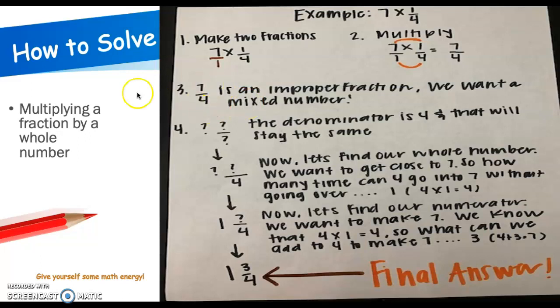And remember, an improper fraction is when you have the bigger number on top, the numerator, and your smaller number, the denominator, is on the bottom. We don't want to leave our answer like that, you guys. We want to make it a mixed number, okay?